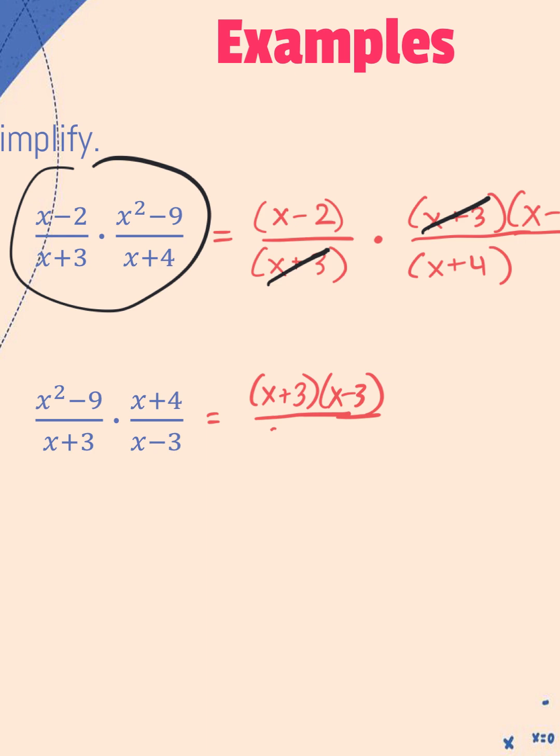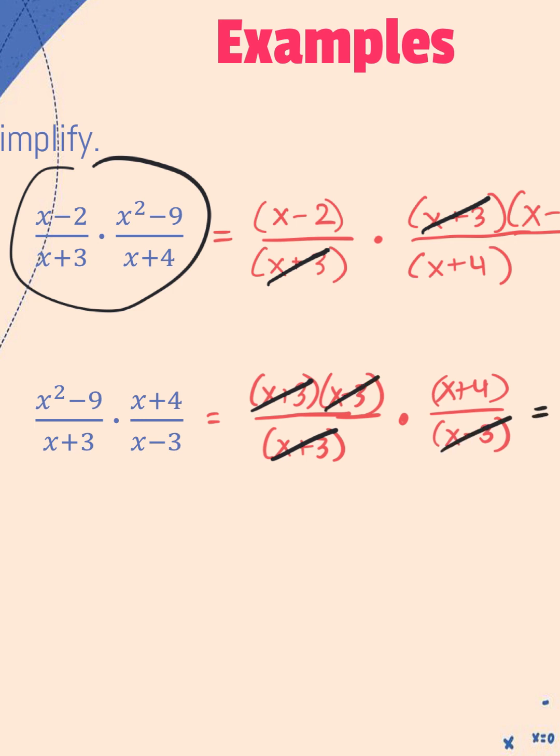The denominator on the left is fully simplified. It's x plus 3. On the right, we have x plus 4, and in the denominator spot, we have x minus 3. Everything here is now fully broken down, and we can just start canceling. So x plus 3 and x plus 3 cancel. X minus 3 and x minus 3 cancel.